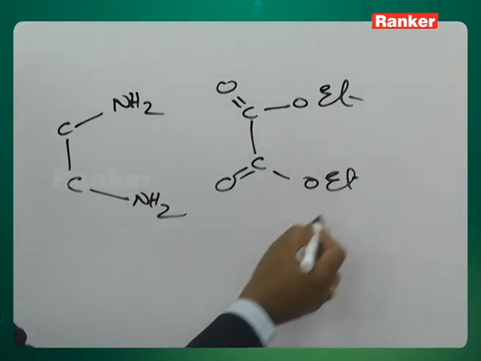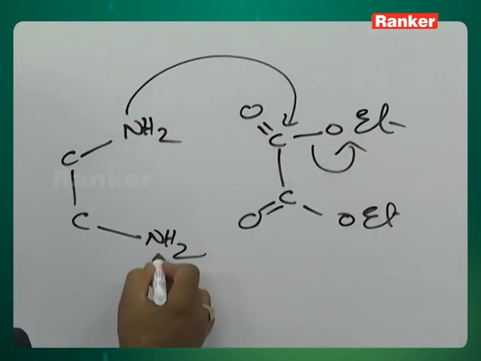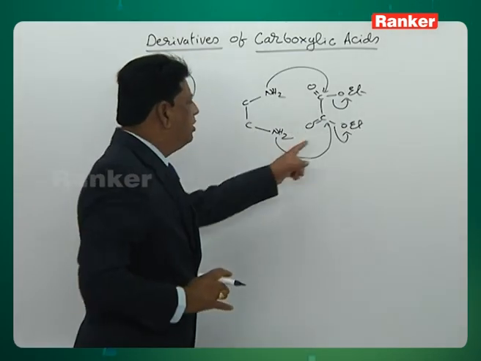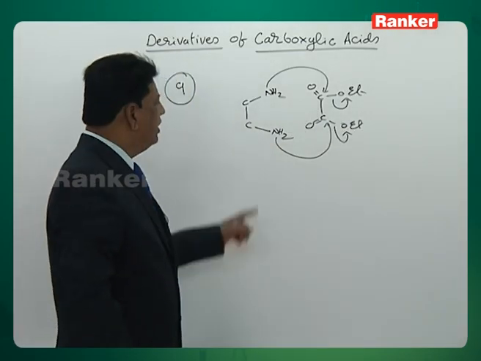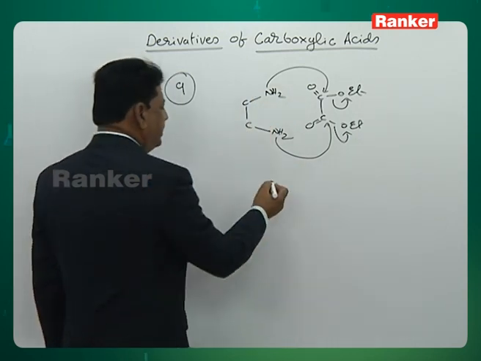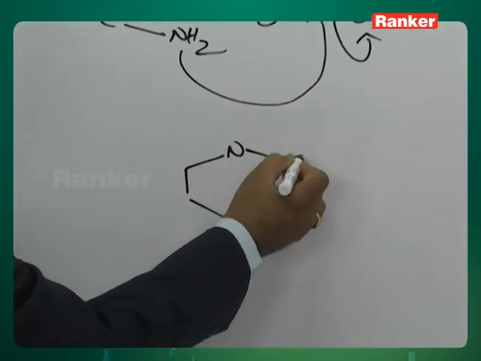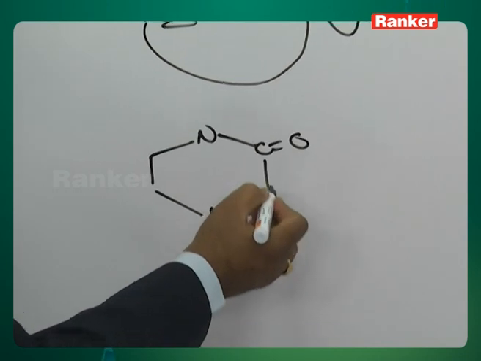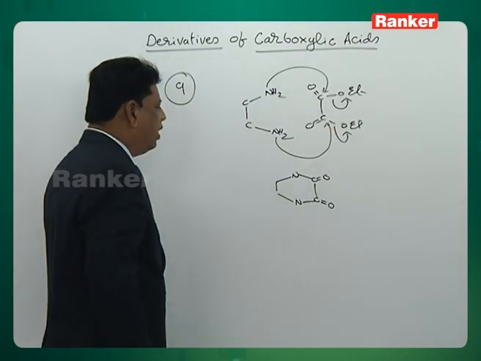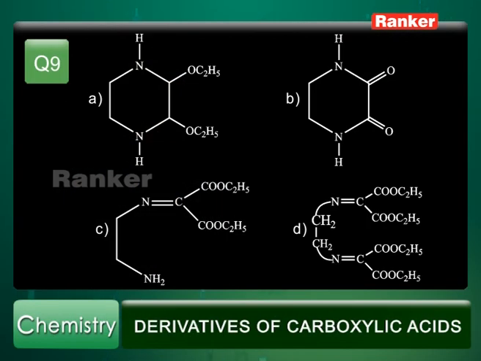So, in this acid derivative, the NH2 will replace the ethoxy group. It is an allowed type of replacement because amines are stronger bases than the alkoxy group. Therefore, it is replacing. Both sides will give cyclic amide formation. As a result, you will get a diamide within the compound. Both ethoxy groups will go out. A cyclic diamide is formed. That is nothing but option B, the right answer.